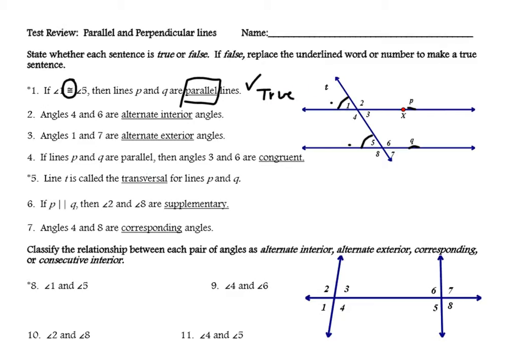Number 5 says that line T is the transversal for P and Q. Well, remember, a transversal is a line that intersects two or more lines. So T does just that. It intersects line P and line Q. So this is true as well.